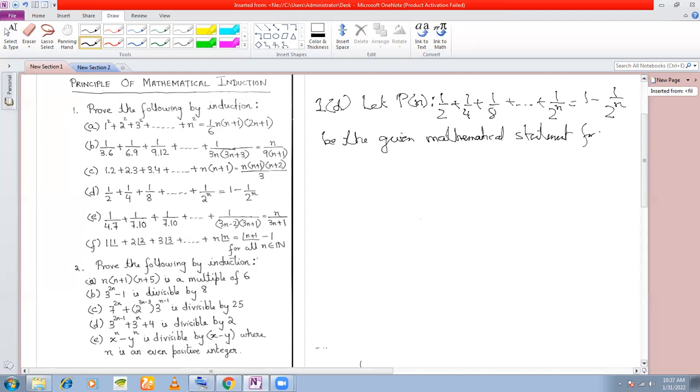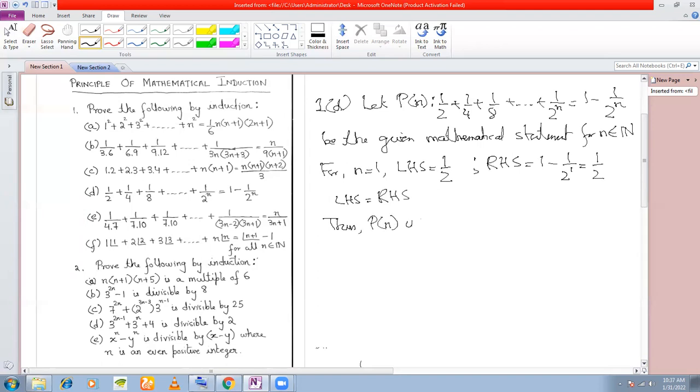For n belongs to N. Okay. For n is equal to 1, what is the left hand side? Only the first term, half. And what is the right hand side? 1 minus 1/2 to the power of 1, which is also equal to half, right? The left hand side is equal to right hand side. So thus, Pn is true for n is equal to 1. That is, P1 is true.